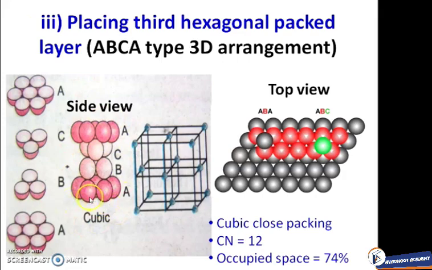This is the side view. So the bottom layer is A type of spheres, this is B type of spheres, this is C type, and this is again A. This side view results in the formation of cubic close packed structure. Now in this top view, you can see the gray colored spheres, these are the bottom spheres, then the red colored spheres, these are the B type of layer, and the green colored spheres, that is C type. So ABC type of 3-dimensional arrangement results in the formation of cubic close packed structure. Occupied space is 74% and coordination number is again 12.